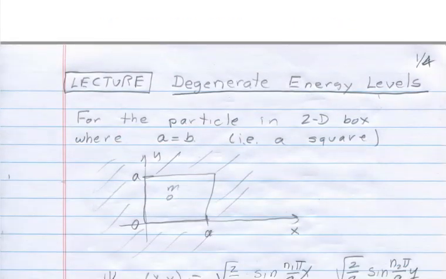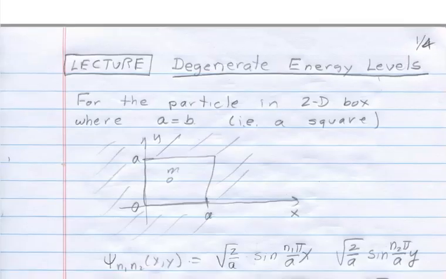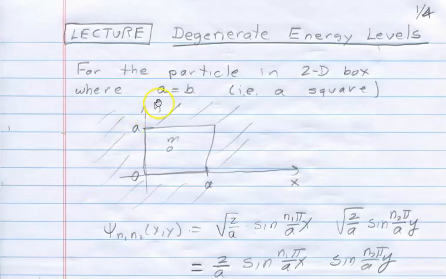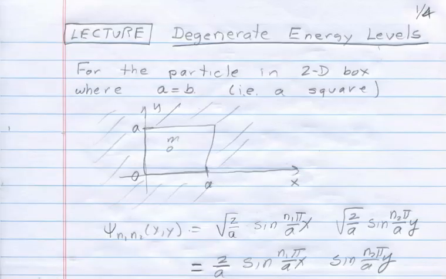Let's look at our two-dimensional particle in a box again. But this time I won't have A and B different, but I'll have them the same. So now the width and the length are identical, so it's really a particle in a square box, not a rectangular box. And that's pretty easily done. Everywhere there was a B in the earlier one, I'll substitute an A for it.